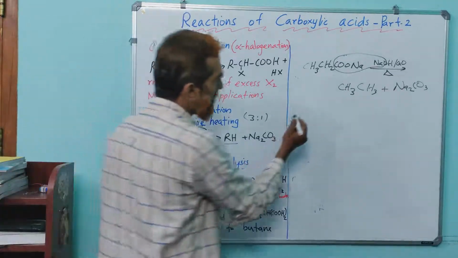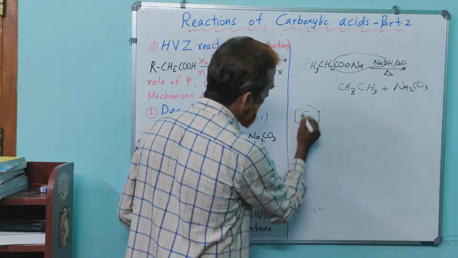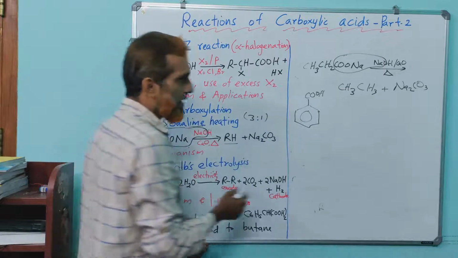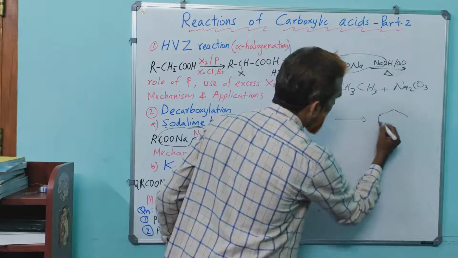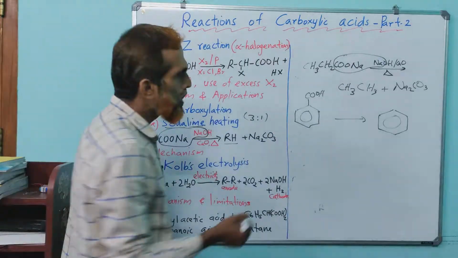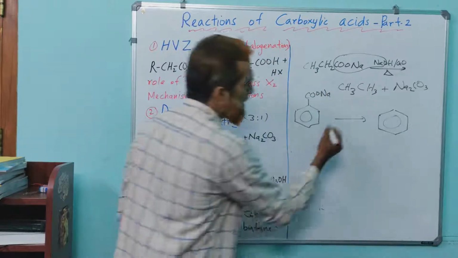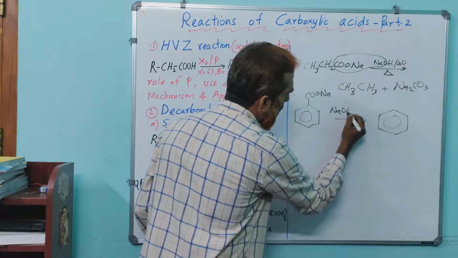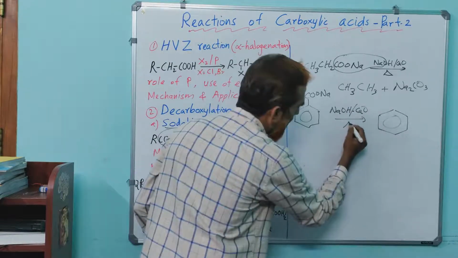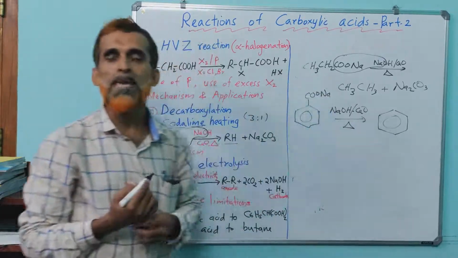Okay. This equally applies to aromatic acid also. For example, if you are taking benzoic acid, benzoic acid can be converted into benzene. It's a very interesting conversion. Benzoic acid is converted to benzene. How? You convert it into the sodium benzoate and then fuse with NaOH, soda lime, calcium oxide, heated with soda lime, so that this carboxylic acid group can be expelled.